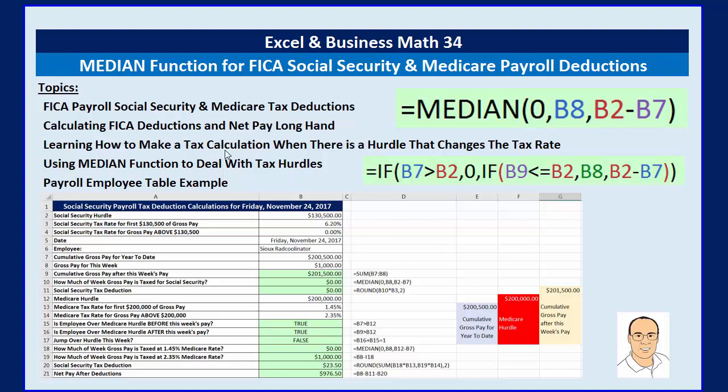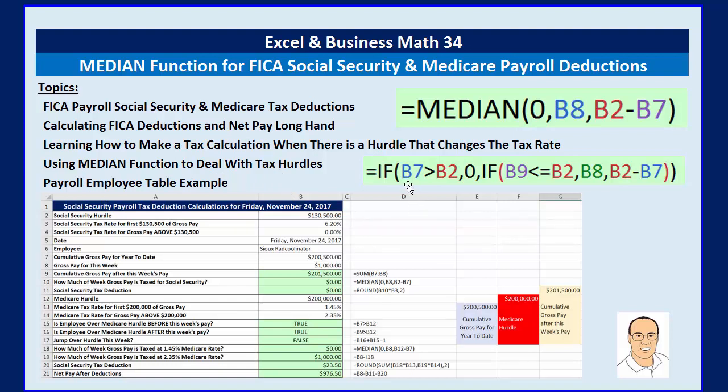Then we'll learn how to make a tax calculation when there's a hurdle. And what a hurdle means is that below some amount, the tax rate is one number, and above some amount, the tax rate is a different number. And then we'll see how to use the median function to deal with tax hurdles.